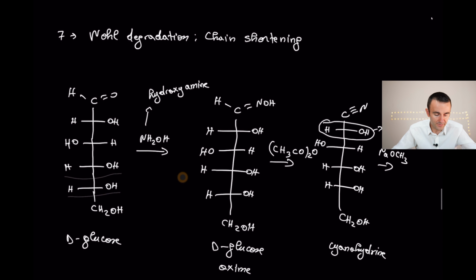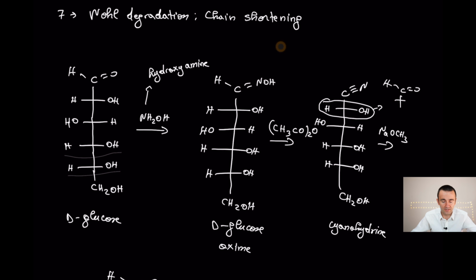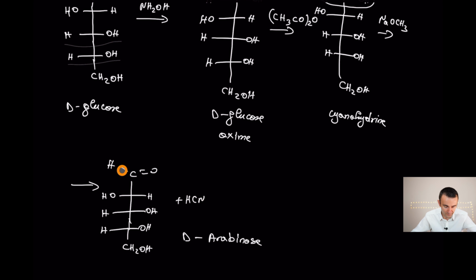We have also the reverse, the Wohl degradation, chain shortening. What this does, it reacts, for example, D-glucose with hydroxylamine to form an oxime, and after that we treat this with acetic anhydride. It forms a cyanohydrin, and with a base we remove the cyanohydrin, and this group here is going to be converted to an aldehyde, right? And this is the final product, that is shortening, plus HCN, D-arabinose, right?